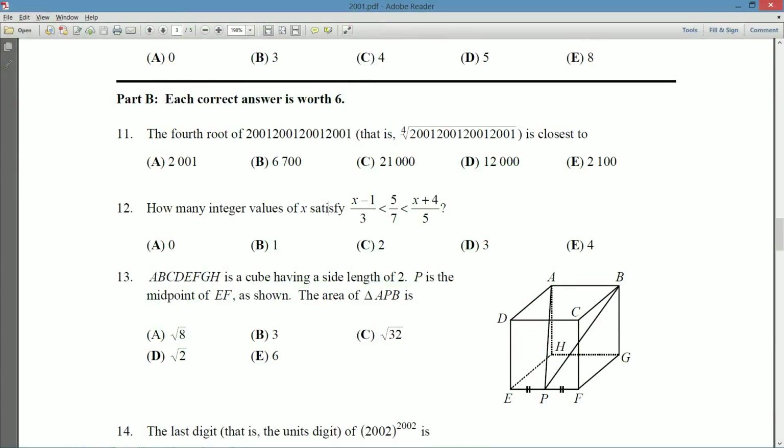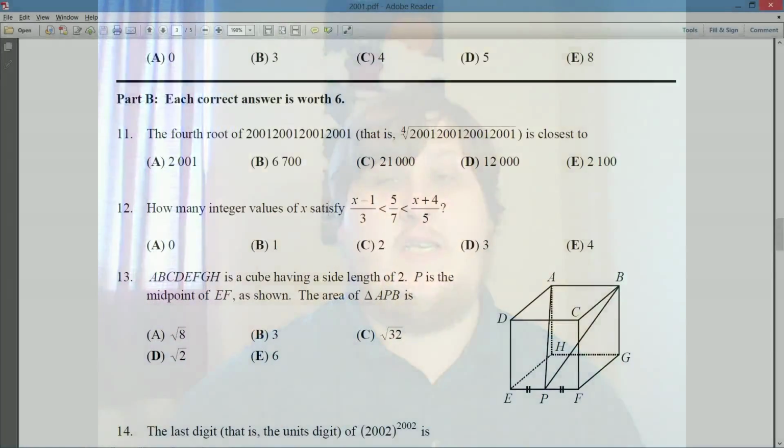Okay. So when I see multiple inequalities in a row, like A less than B less than C, what I usually try and do is break them up. So we have (x minus 1)/3 less than 5/7. We need that satisfied. And we also need (x plus 4)/5 is greater than 5/7. We need to satisfy that one. And if we satisfy both, well then we happen to have satisfied the whole line there of (x minus 1)/3 less than 5/7 less than (x plus 4)/5. So we'll break them up into little pairs and we'll see what we can do from there.